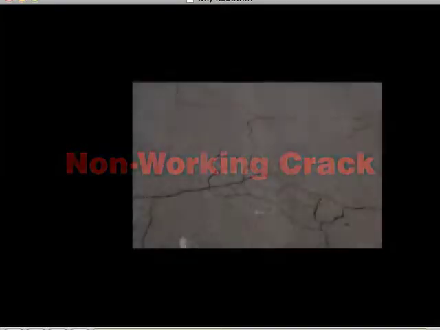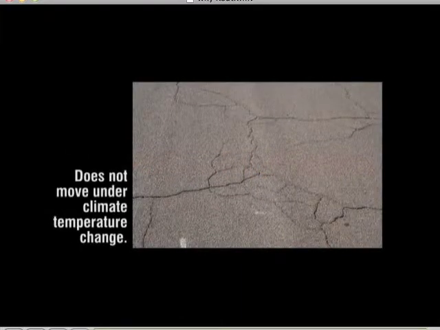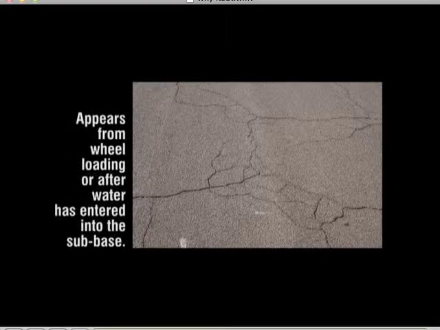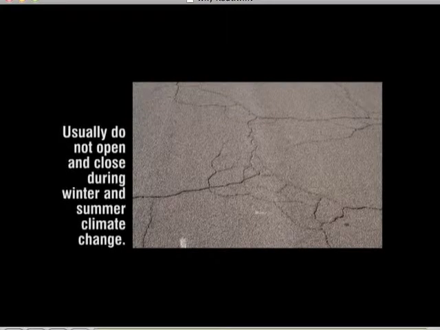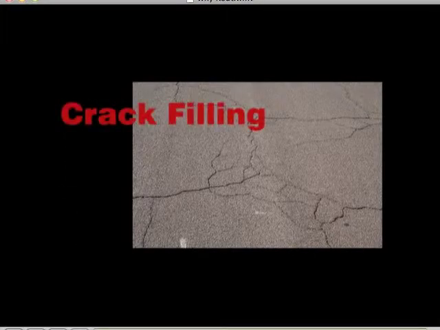The first crack type is the non-working crack. This is a crack that does not move under climate temperature change and usually appears from wheel loading or after water has entered into the subbase. These types of cracks usually do not open and close during the winter and summer climate temperature changes, making them the ideal candidate for crack filling.